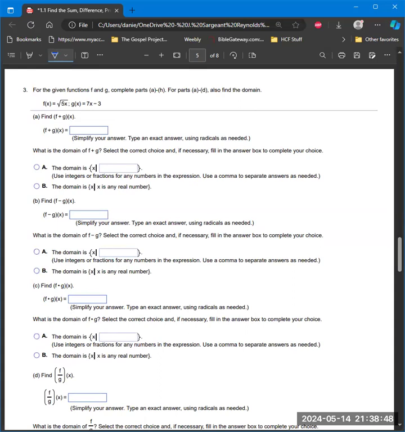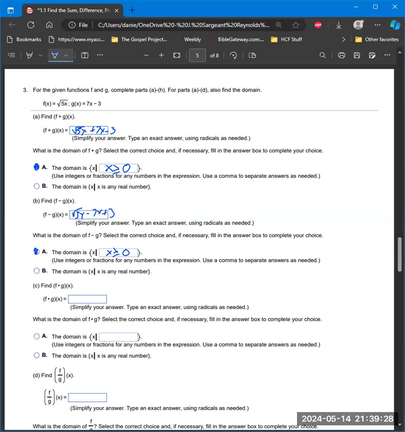All right. Let's look at number 3 here. When we add these together, this is just root 5x plus 7x minus 3. That's going to be kind of ugly to evaluate. Its domain needs to be restricted. The x needs to be greater than or equal to 0 because of that square root. And f minus g is going to be root 5x minus 7x plus 3. And it's also going to be restricted to x greater than or equal to 0.